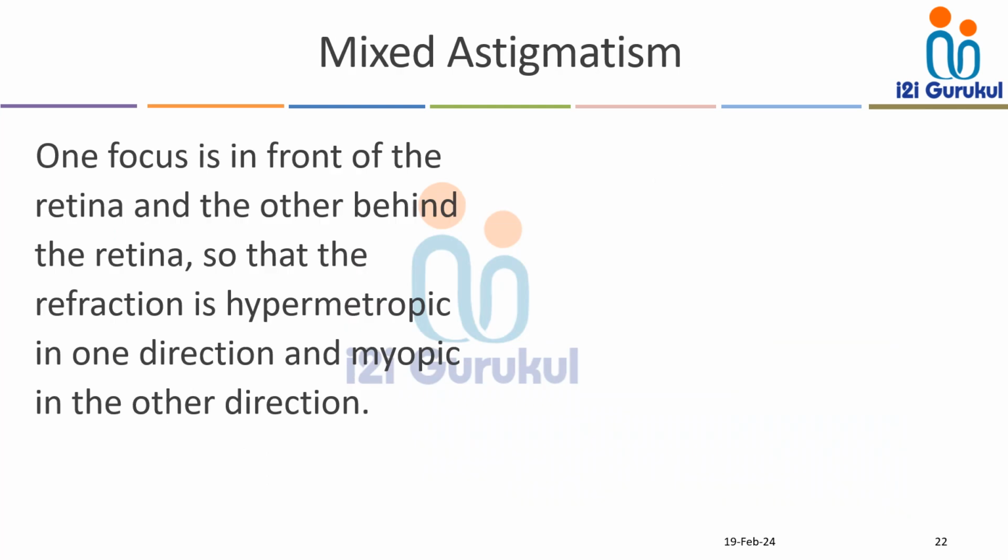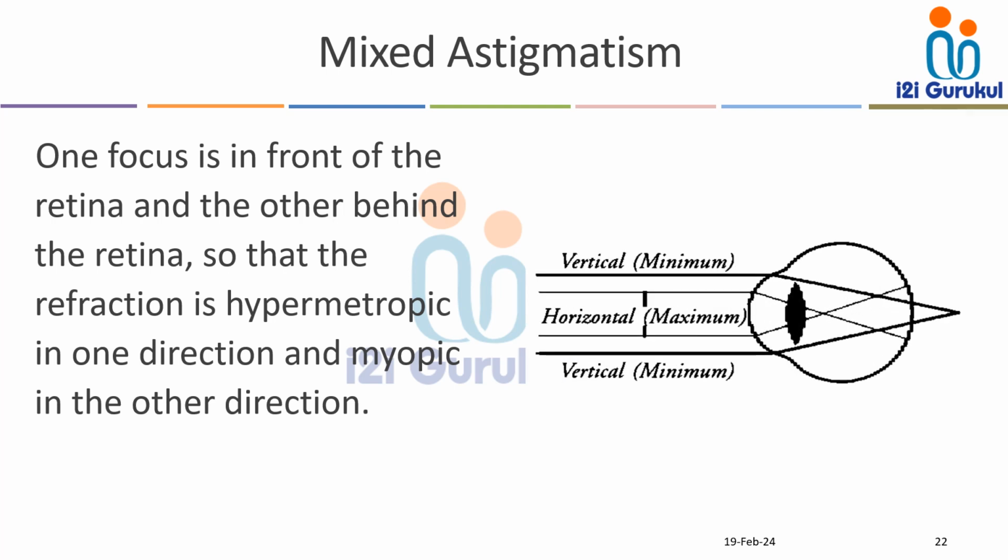Towards mixed astigmatism. In this condition, one focus is in front of the retina and the other is behind the retina, so that the refraction is hypermetropic in one direction and myopic in the other direction. So we can correct mixed astigmatism using spectacle lenses, or contact lenses can be used to treat this condition.